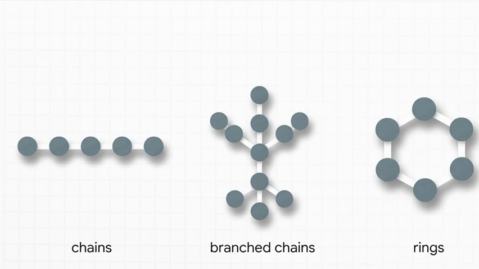Put those 2 superpowers together, and what do you get? An almost infinite variety of structures. You can have long, straight chains of carbon. You can have branched chains that look kind of like trees. And you can even have carbon atoms linking up to form stable rings. This diversity is what makes carbon so special.